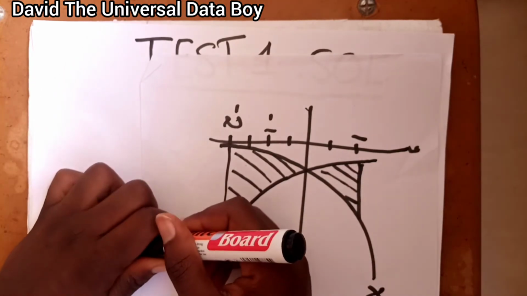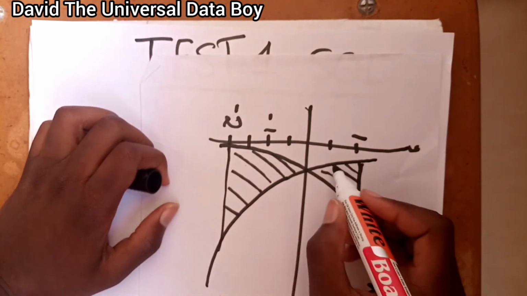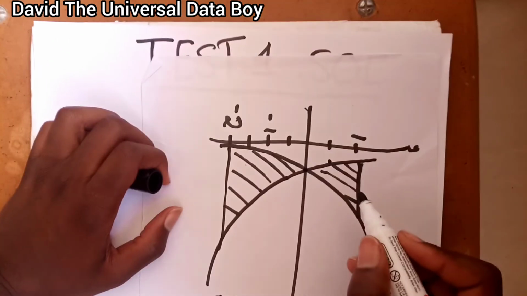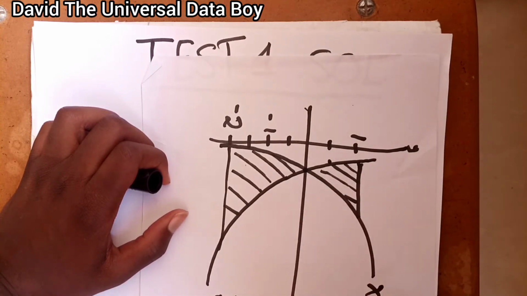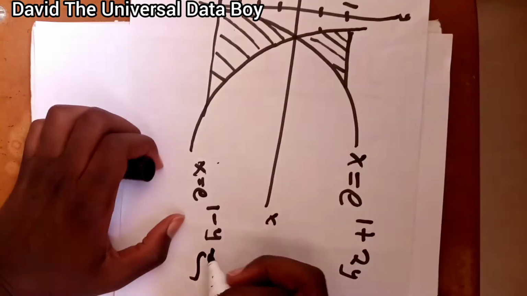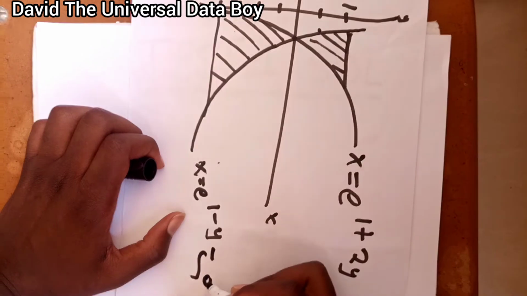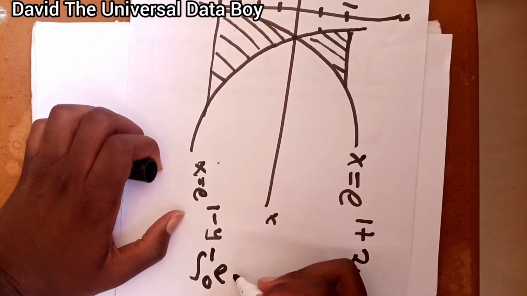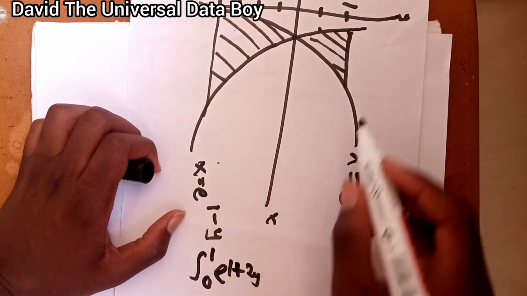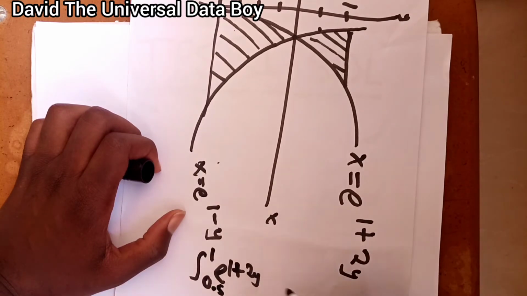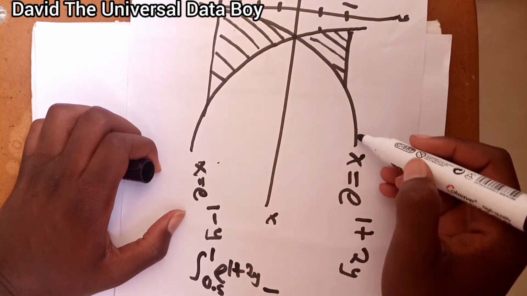One thing that we have to find is the point where they meet. Let's say they were meeting at y is equal to 1, I'm just giving an example. This point is obviously 0, and we'll try to confirm, but if this point was maybe 1, we would say the integral from 1 to 0 of e to the power 1 plus 2y. I'm assuming if this point was something like 0.5, we would say 0.5, and then we would subtract, because we're going to find the curve from here up to the y-axis.